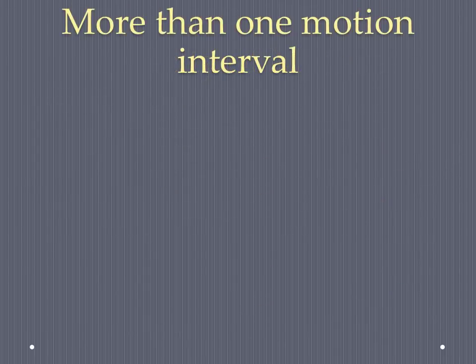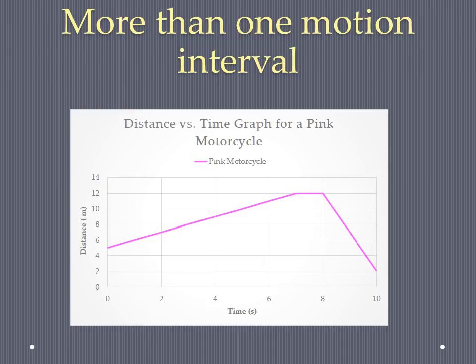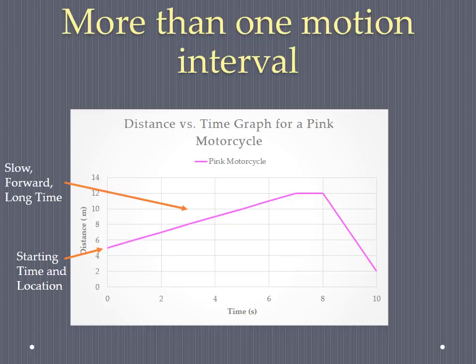Now, let's put the last few slides all together now in review. This graph shows you the distance a pink motorcycle goes in a certain amount of time. Or you could think of it as the velocity of a pink motorcycle. So at this point, it's the starting time and the location that the motorcycle has started at. So we're at 0 seconds and the object has already gone about 5 meters. Then you've got this gradual positive slope going up from about 0 seconds to about 7 seconds. This is a slow forward movement of the pink motorcycle.